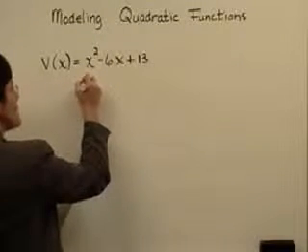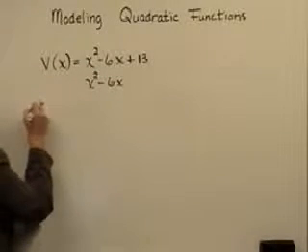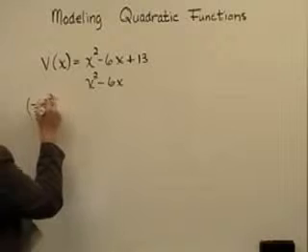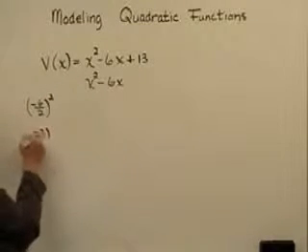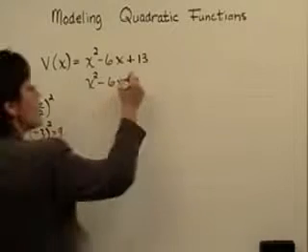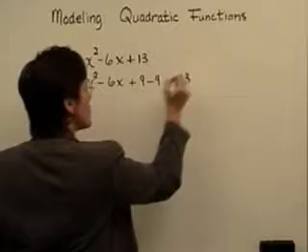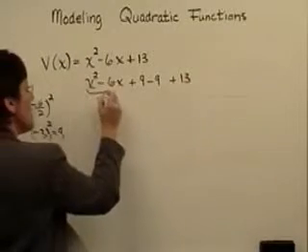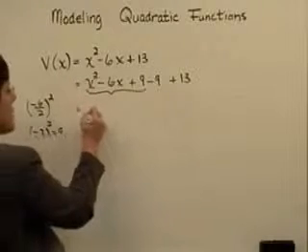So I'm going to take this x squared minus 6x. I'm going to divide the minus 6 by 2, and then I'm going to square it. So I'm taking that b value, cutting it in half, squaring it. That's a negative 3 squared, which is 9. So I'm going to add 9, and I'm going to subtract 9, and then I'm going to bring down that positive 13.